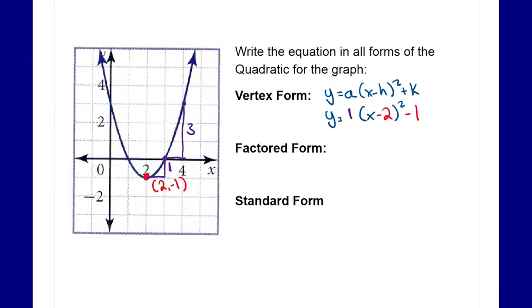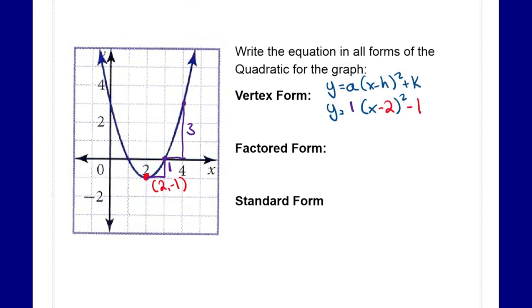So I could just write my equation as y equals (x minus 2) squared minus 1. I don't really need to show that a value of 1. (x minus 2) squared minus 1.